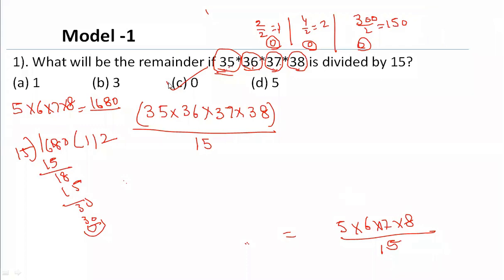Please check it out. What will be the remainder when they give some multiplication of numbers and then divided by 15 or some other value? Make sure you apply this logic where you can ignore the exactly divisible values and concentrate on the remainders. What's the remainder for 35? 5. For 36, 6. 37, 7. 38, 8. So you can take those values, multiply, and then divide whatever product you get as the result by 15 to answer the question. So that's one logic.